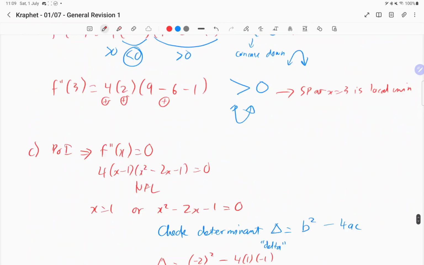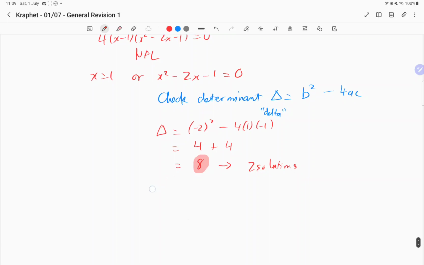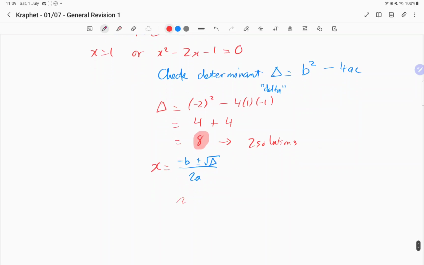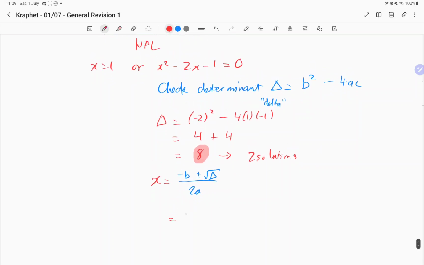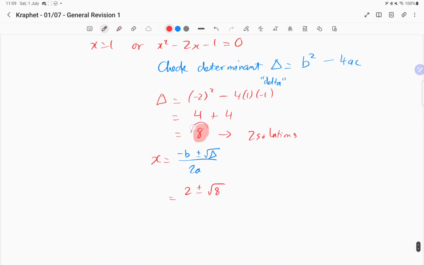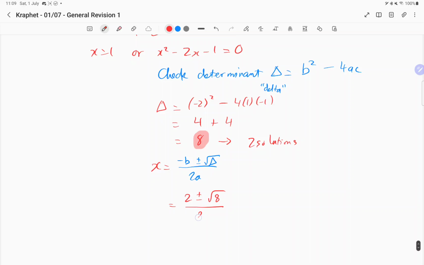Okay, let's find the x values. The formula is x equals minus b plus minus square root of the determinant over 2a. So you see, once you calculate the determinant, it will be a lot easier to write out the answer. So this one would be minus b, which is minus -2, so that's 2, plus minus square root 8. You see why the answer would not be a rational number? It will be an irrational number because 8 is not a perfect square and we have to square root that. Over 2 times a, which is 2.